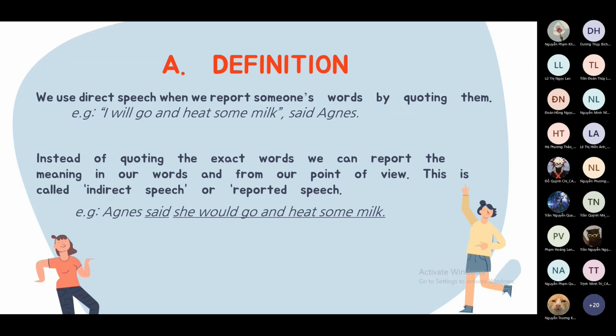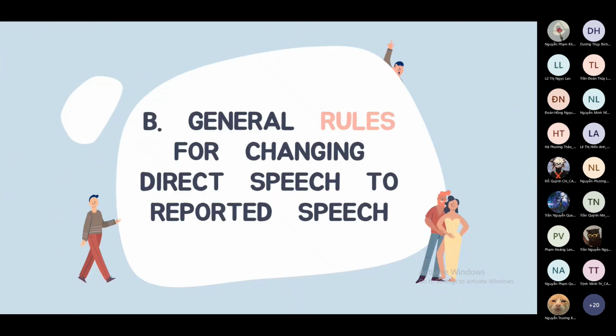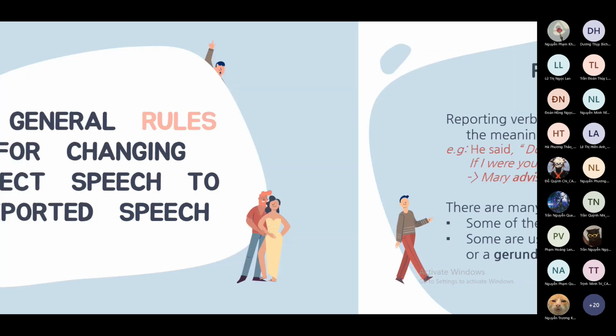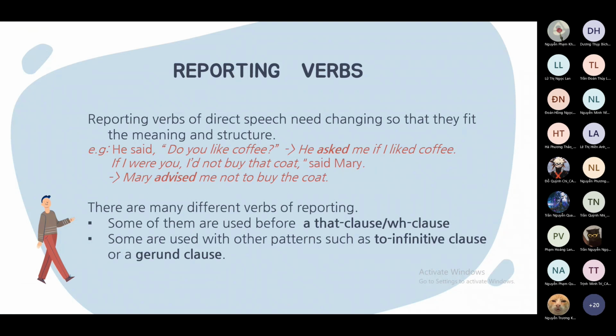Agnes is the subject of the sentence and said is a reporting verb, which can also be called an introductory verb. And she would go and get some milk is the reported content. There are some general rules for changing direct speech into reported speech. First of all, you should pay attention to reporting verbs.